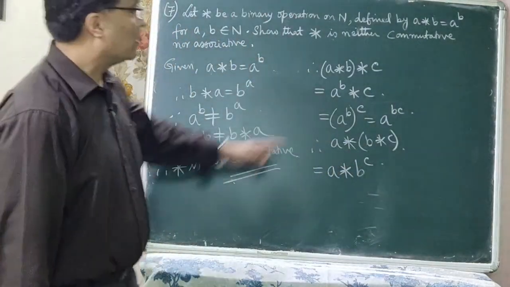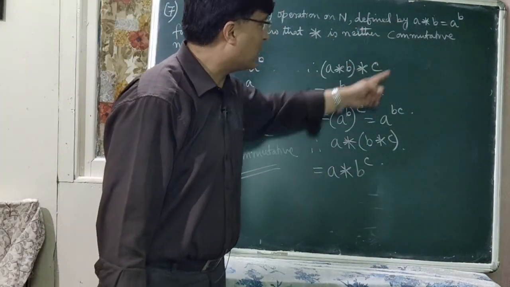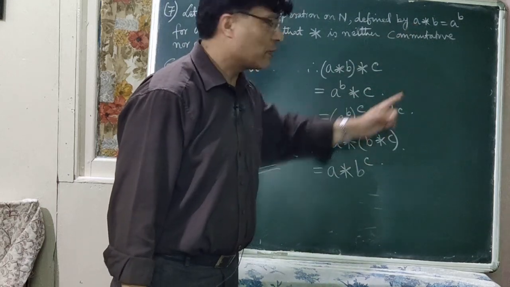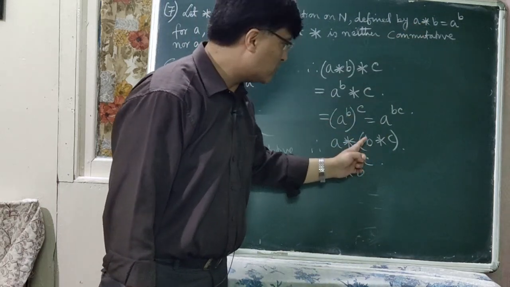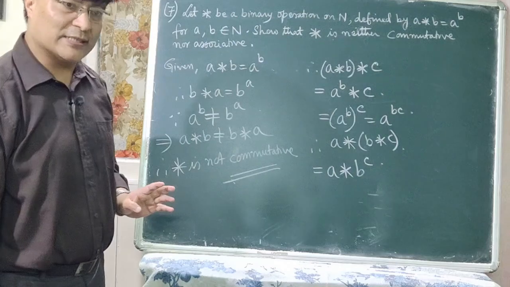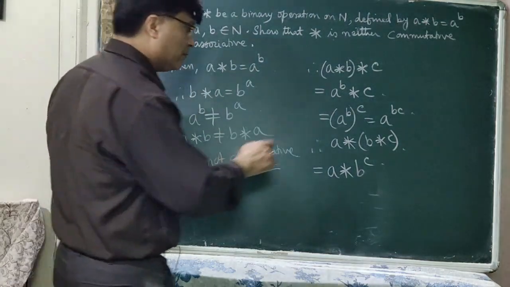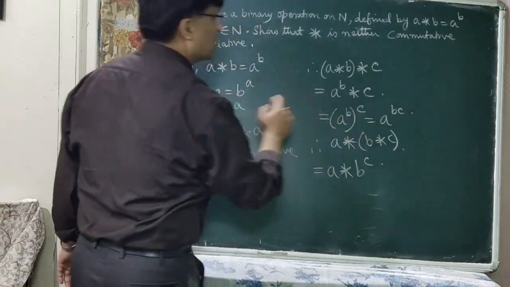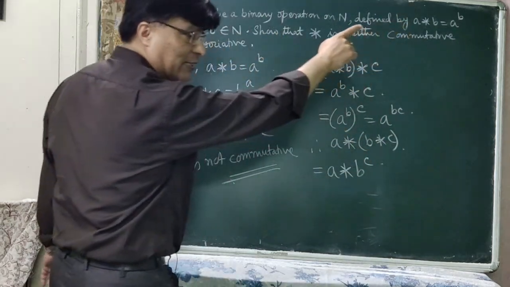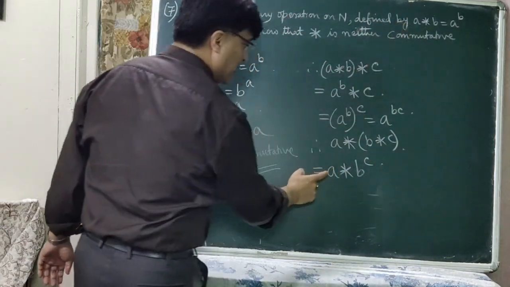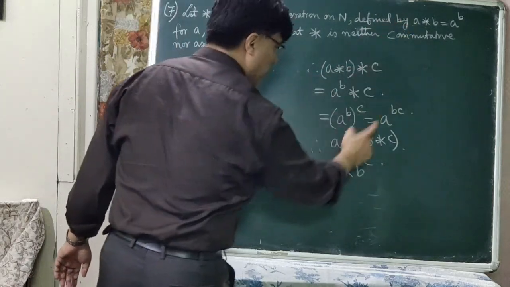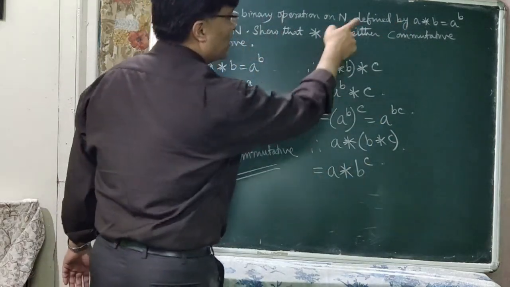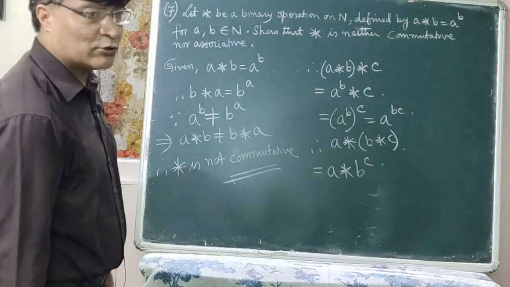Is that clear? Here in place of a, what has come? b has come, and in place of b, c has come. So a to the power b becomes what? b to the power c. Is that clear? Now again, instead of a there is a and instead of b there is b to the power c. So it is a to the power b. In place of a, here a itself is there, but in place of b, what is there? b to the power c. But a star b is defined as a to the power b.